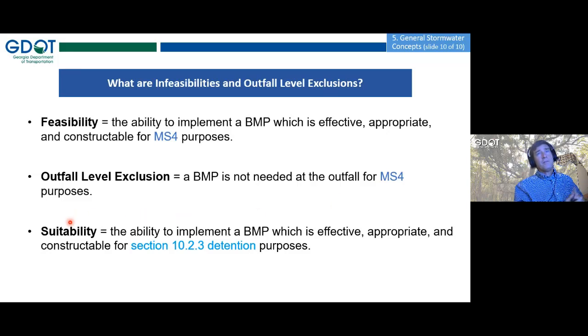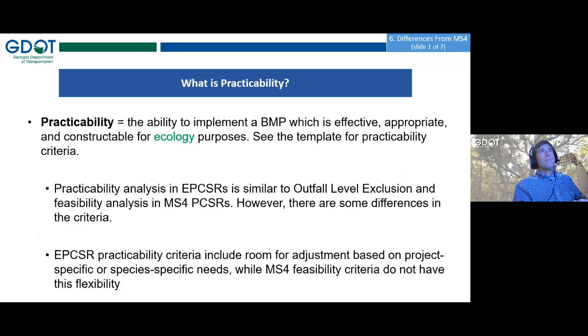And then suitability, we have these different terms. Suitability is the ability to implement a BMP which is effective, appropriate, and constructible for section 2.10.2.3 detention purposes. And move on to the area that we're going to talk about most here, practicability. So we're going to look at the differences between the stormwater analysis for ecological purposes versus MS4 purposes. See the Ecology post-construction stormwater template for practicability criteria. What is practicability? It is the ability to implement a BMP which is effective, appropriate, and constructible for ecological purposes.